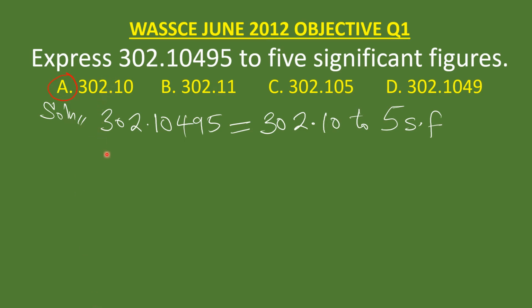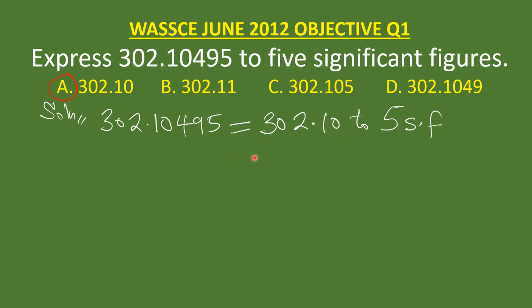Let me explain to you. 302.10495. They said to 5 significant figures. Now the first 3 there is the first significant figure. So let's start counting. This is the first, this is the second, this is the third, this is the fourth, and this is the fifth. This 0 here is significant because it is in between non-zero digits. Now this 4 is not up to 5. So we discard them, and then we take only the first 5 digits. So that's why 302.10 is the answer.